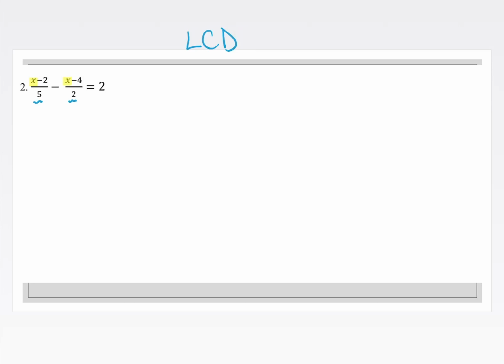So what we're going to do is, what we do to one side, we have to do to every single side. So I'm going to rewrite this problem just a little bit bigger right below.